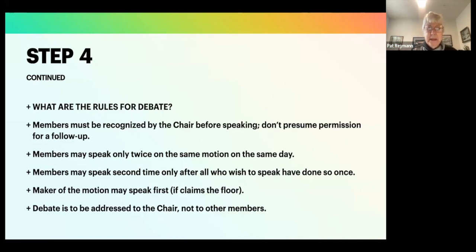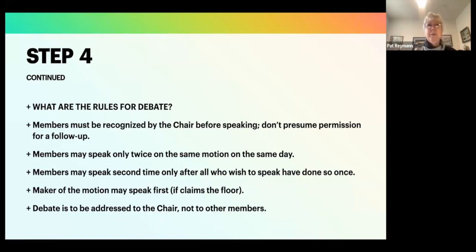Members may speak a second time only after all who wish to speak have done so once. Okay, you got that one? You have to let everybody else speak first before you come in the second time. Now, the chair is going to be helping with that. I mean, the chair is directing traffic, but it's really very helpful, particularly in a large group, that you kind of monitor yourself on that too.